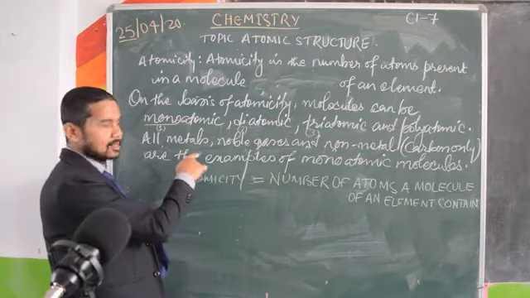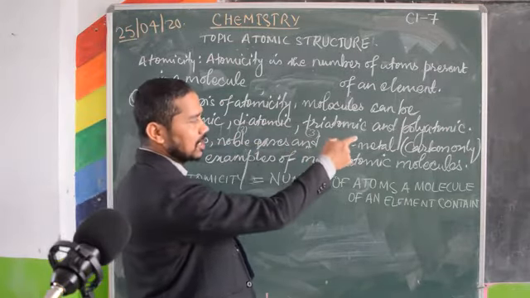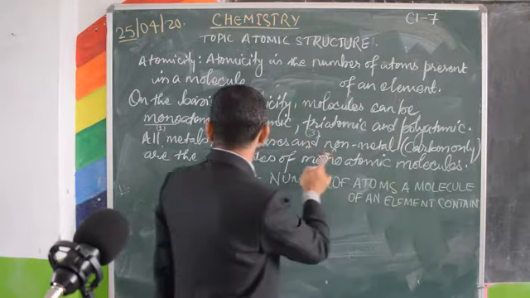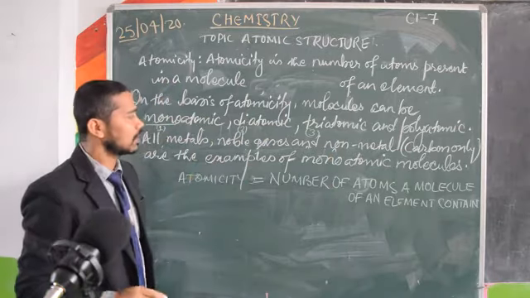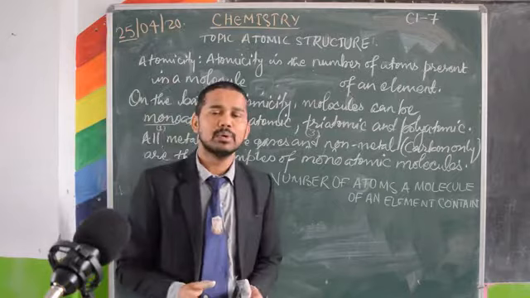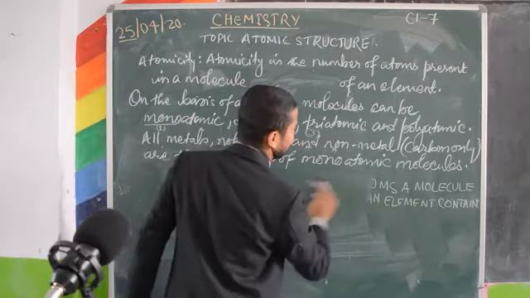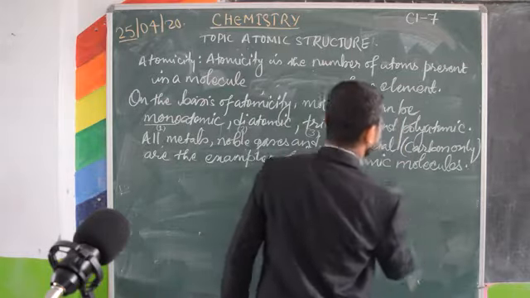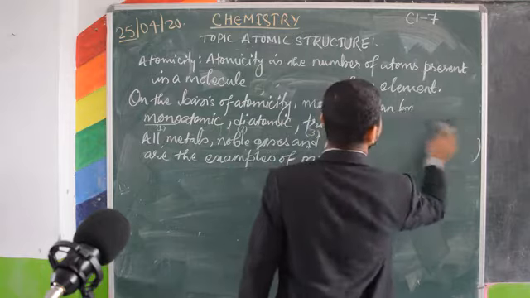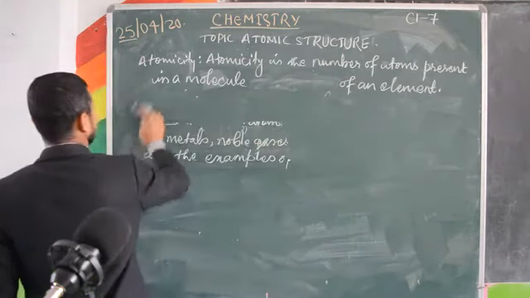All metals, noble gases and, from the non-metals, carbon only, are examples of monoatomic molecules. Now we'll see which of the elements are monoatomic, diatomic, triatomic. We'll see some examples.